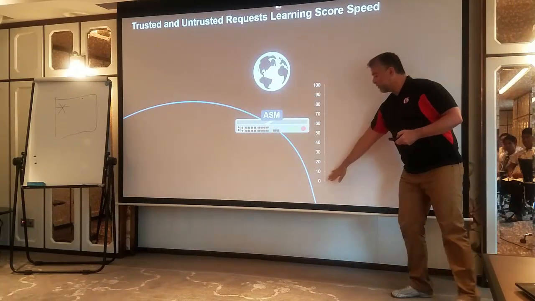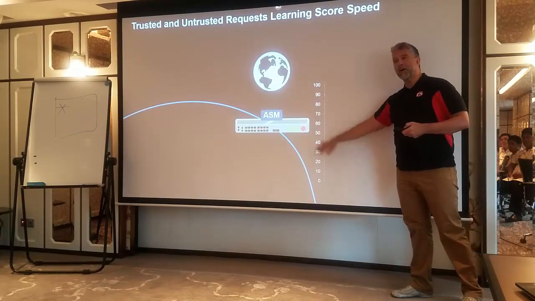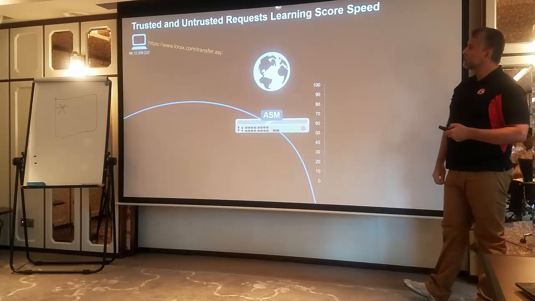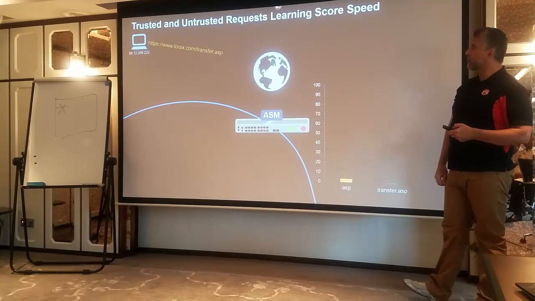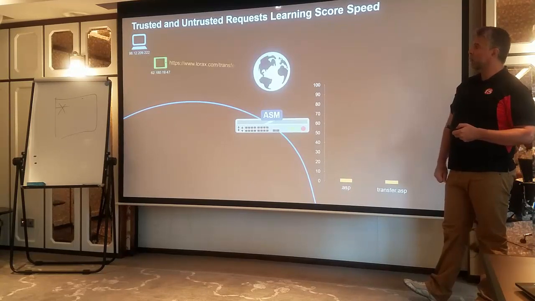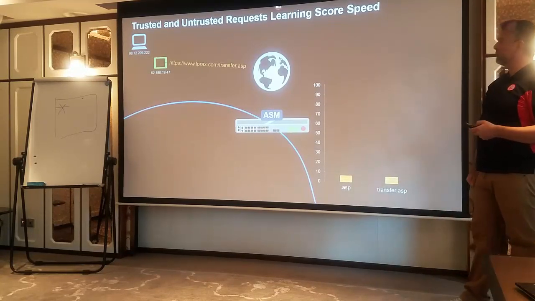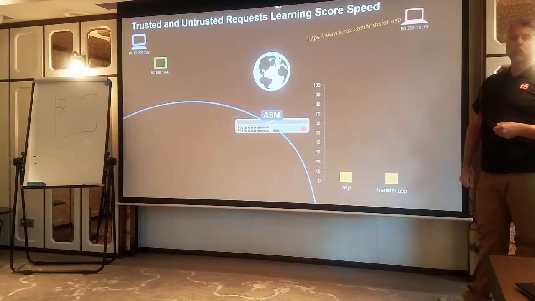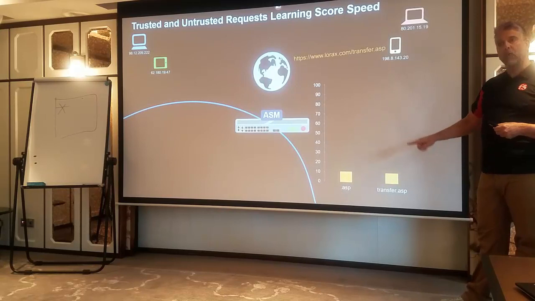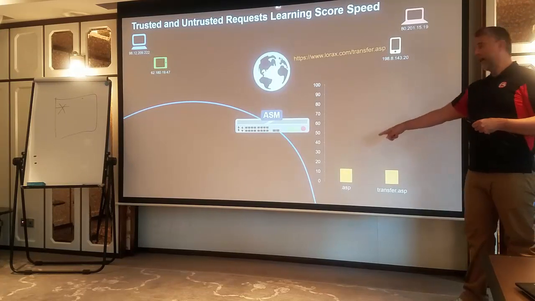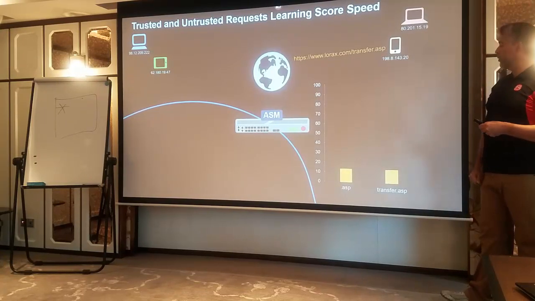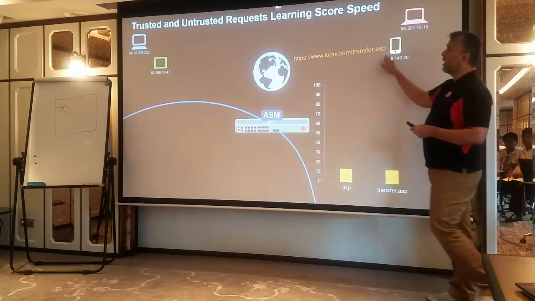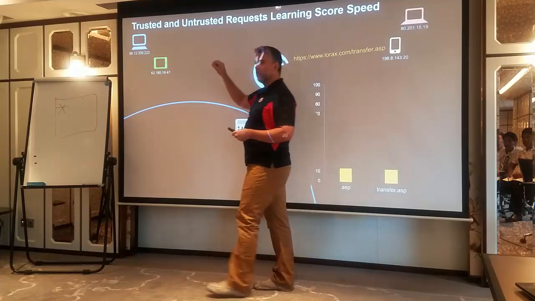So here's an example of my learning score from 0 to 100. And I have a URL called transfer.asp. So this client requests it, that client requests it, we have another client over here that requests it, and you'll notice that we're getting learning suggestions and a score increase for the ASP file type and a URL, but they're going up rather slowly from each one of these different sources.